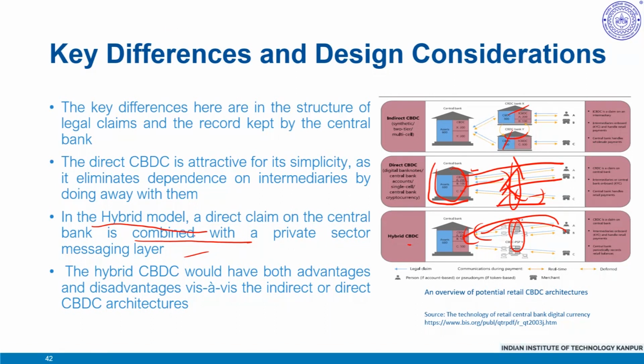Thus, the hybrid CBDC that we have discussed here would have both the advantages and disadvantages vis-a-vis indirect and direct CBDC architectures. As an intermediate solution, it might offer better resilience than the indirect CBDC, but at the cost of more complex to operate infrastructure for the central bank. On the other hand, the hybrid CBDC is still simpler to operate than a direct CBDC. As the central bank does not directly interact with the retail users, it can concentrate on a limited number of core processes, while intermediaries handle other services, including instant payment confirmation.